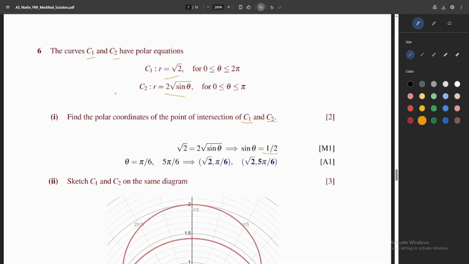So let me calculate that. Root 2 by 2 is equal to root sine theta, and then we simply square both sides. So 2 by 4 is half. So half equals sine theta.